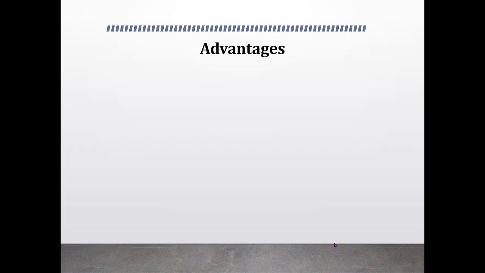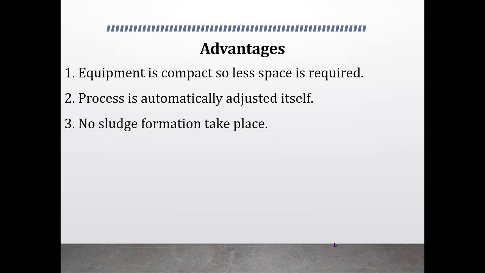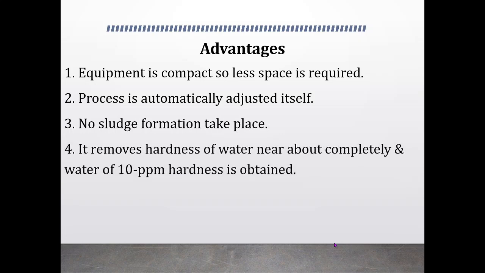Now which are the advantages of the zeolite process? First advantage is the equipment is compact, so less space is required. Then the process is automatically adjusted itself. Third advantage is no sludge formation takes place. Next advantage, it removes hardness of water nearly completely, and water of 10 ppm hardness is obtained, means only 10 ppm hardness may be left in the water. Then it requires less skill for maintenance.